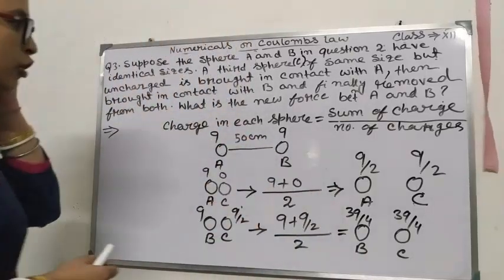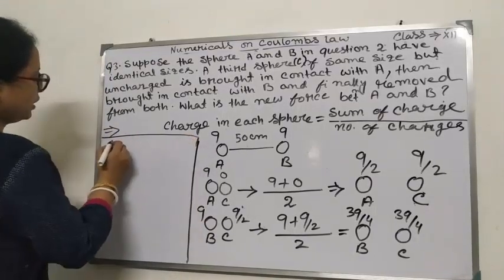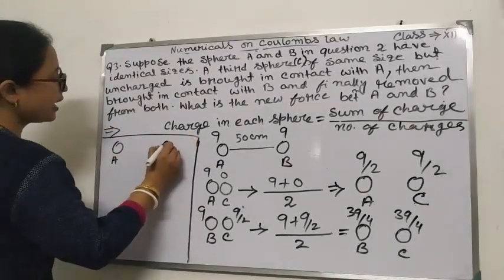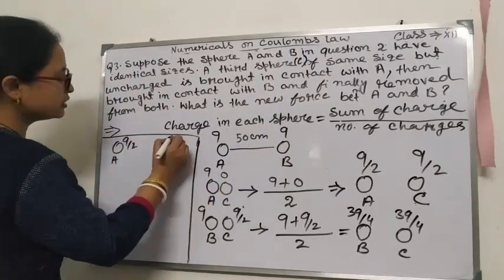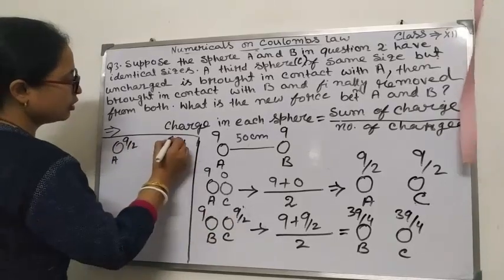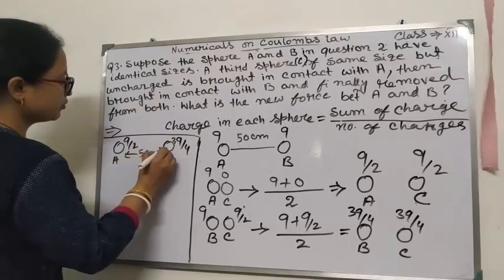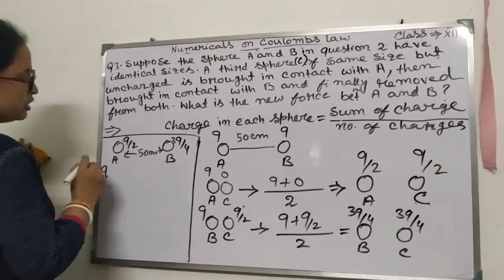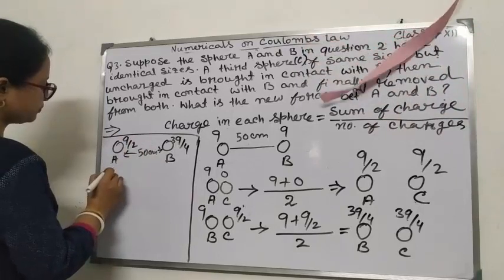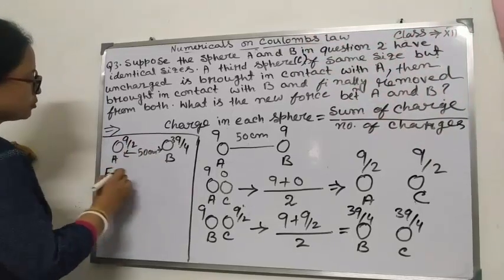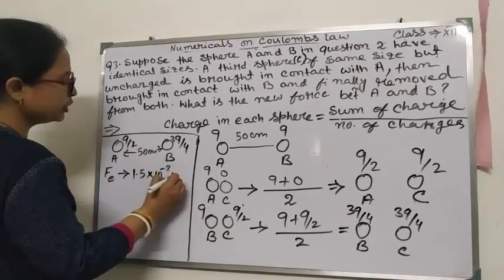You can take a screenshot of this. We have to find the force between sphere A and sphere B. Sphere A contains charge Q by 2 and sphere B contains charge 3Q by 4. The distance remains the same, and in the previous question Q is also given. When both charges are Q and Q, the force is given. In the previous question we solved that the force between them is 1.5 into 10 to the power minus 2 Newton.